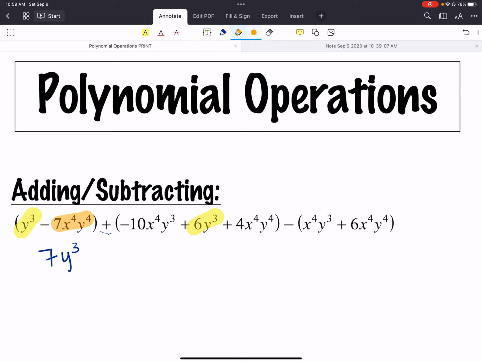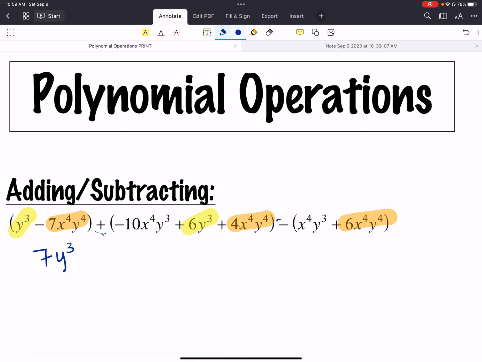So our next term is x to the fourth, y to the fourth. So we look through our problem and we see that those are the other ones, and we're going to add these two together, or these three together. So negative 7 plus 4, so that would be negative 3. But then we have to be careful for this negative, because this negative will distribute to each of these terms. So negative 7 plus 4 is negative 3 minus 6. So we get negative 9, x to the fourth, y to the fourth.